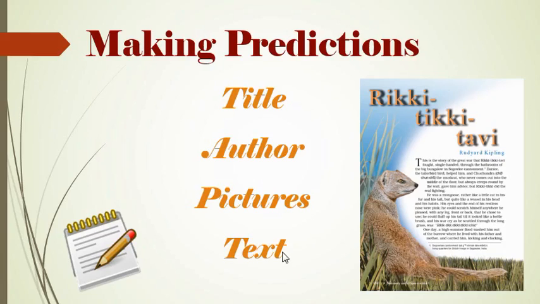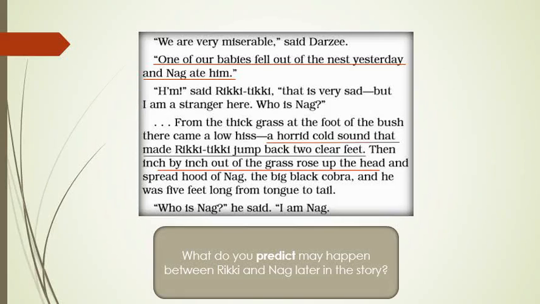Then we're going to dive into the text next. As we take a look at the text, in skimming and scanning, I picked out some names. Darzee is a bird. Rikki Tikki Tavi is a mongoose. But I keep seeing this question over again. Who is Nag? And I see it down here. Who is Nag? He said, I am Nag. So I'm going to make a prediction already in my head after I've scanned the page. Nag. He must be another character in the story. Let's read and find out who he is.